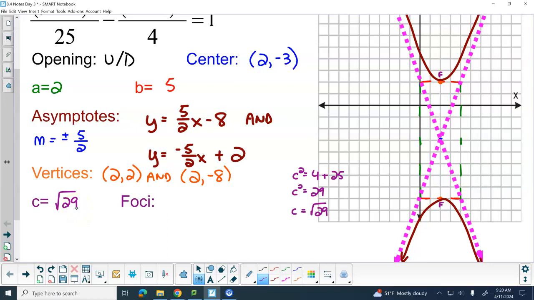Because my center is at 2, negative 3, and my hyperbola opens up and down, I'm going to add and subtract it to the k part of each comma, okay? So my foci would be at 2, negative 3 plus the square root of 29, and 2, negative 3 minus the square root of 29. Agree. Questions, comments, concerns, clarifications, and all of that.